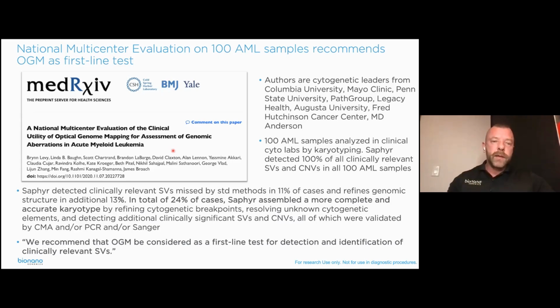Incredibly, again, Sapphire detected 100% of all these clinically relevant variants in 100 samples. And on top of that, in 1 out of 4 cases, it assembled a more complete and accurate karyotype by finding relevant SVs that were missed or by refining the structure. And based on these results, they recommended that optical genome mapping be considered as a first-line test for the detection and identification of clinically relevant SVs.